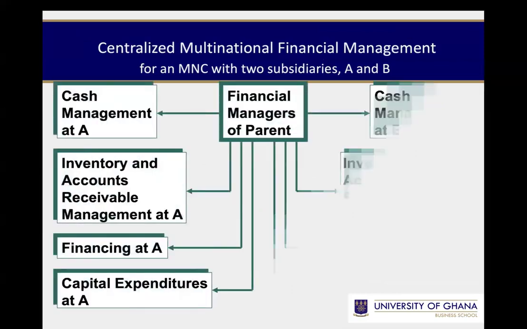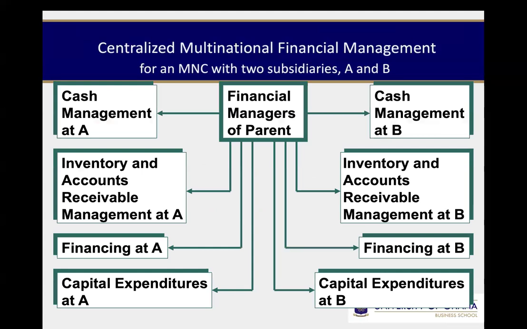Let's begin to look at what the framework looks like for a centralized multinational setup in terms of the financial management. So as we can see, the financial manager or the financial managers of the parent are the ones responsible for all the financial management functions. So from the capital investment appraisal, the capital structure decision, the working capital and liquidity, etc., everything is coming from the parent. So we have subsidiary B and then we have subsidiary A, and all of them have their marching orders coming from the financial manager at the parent level.